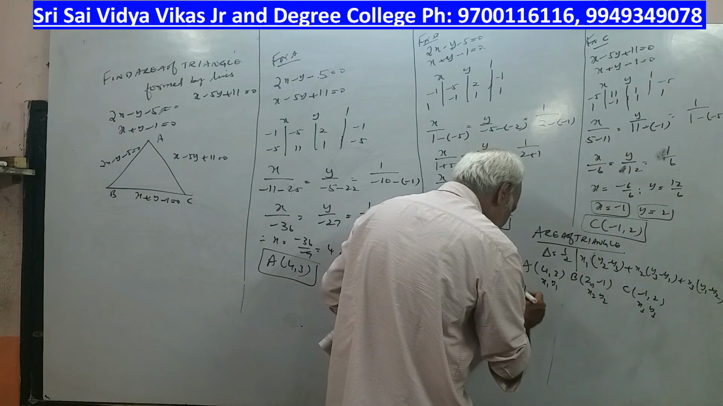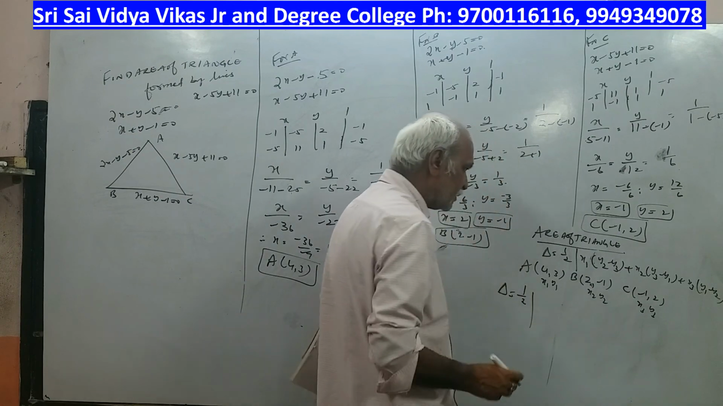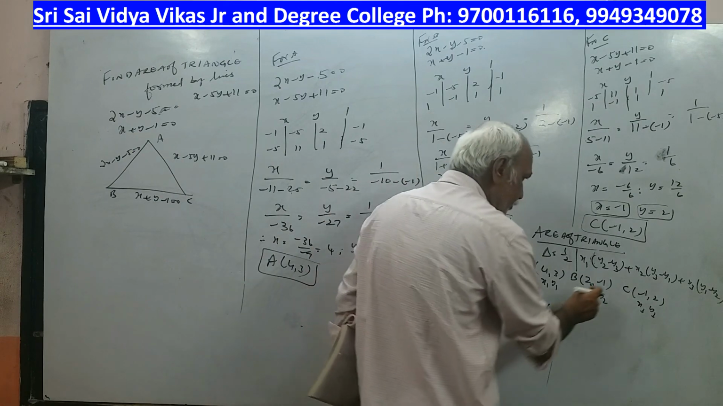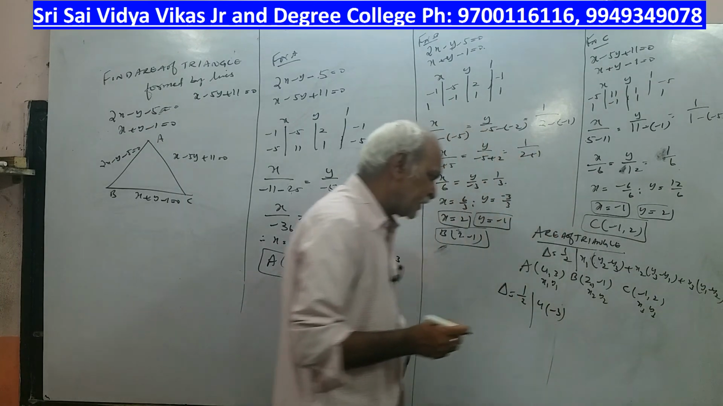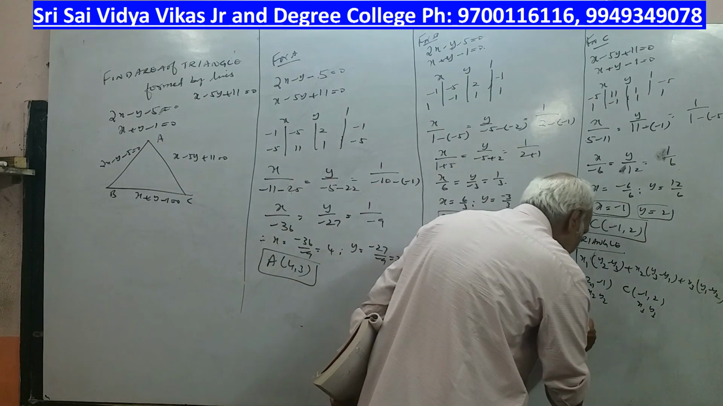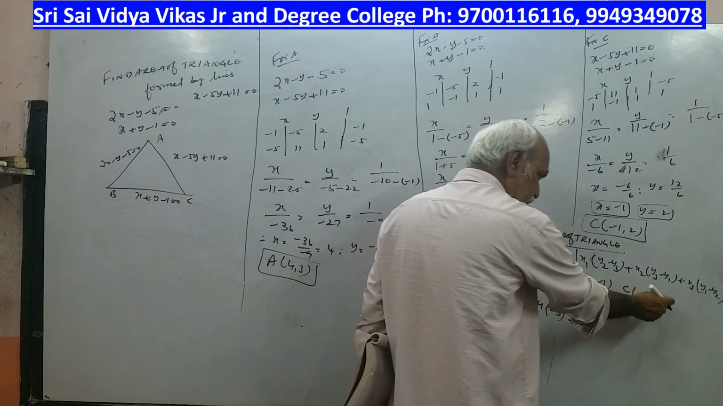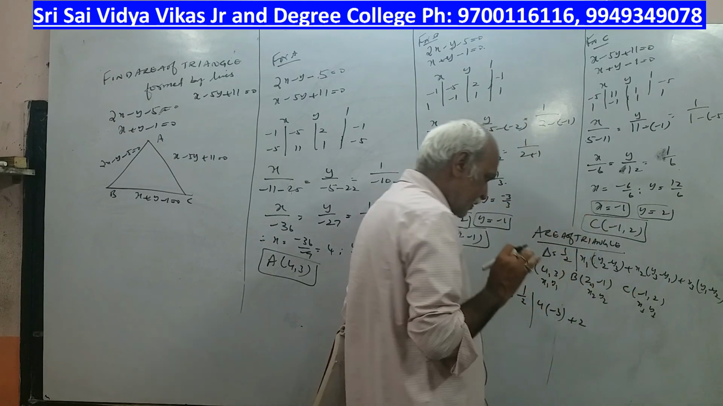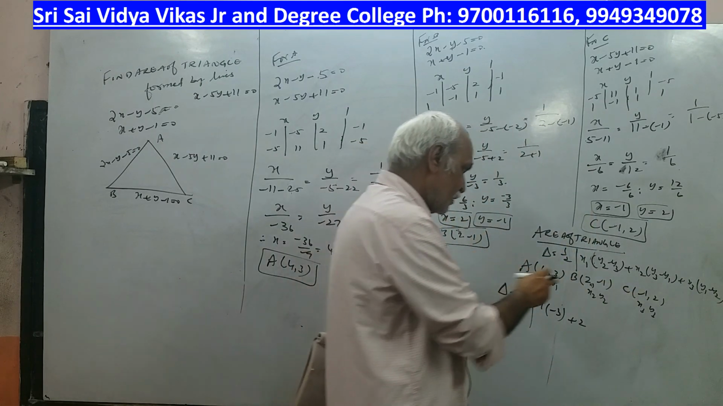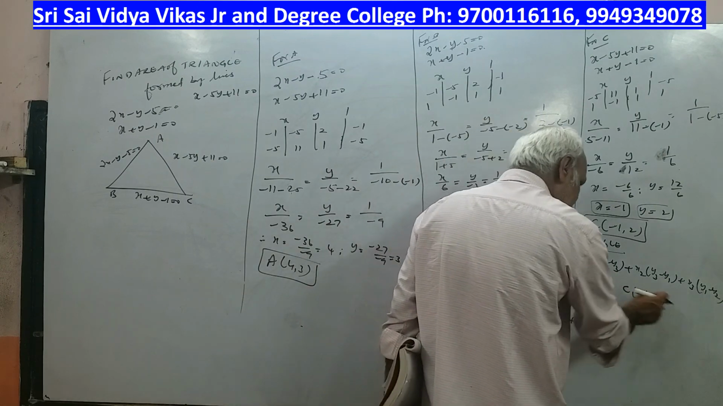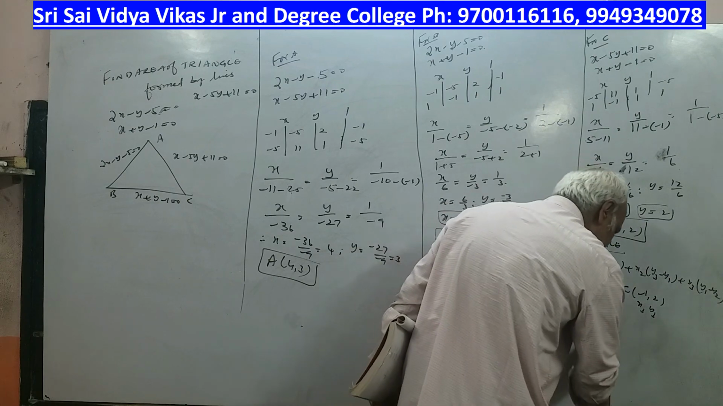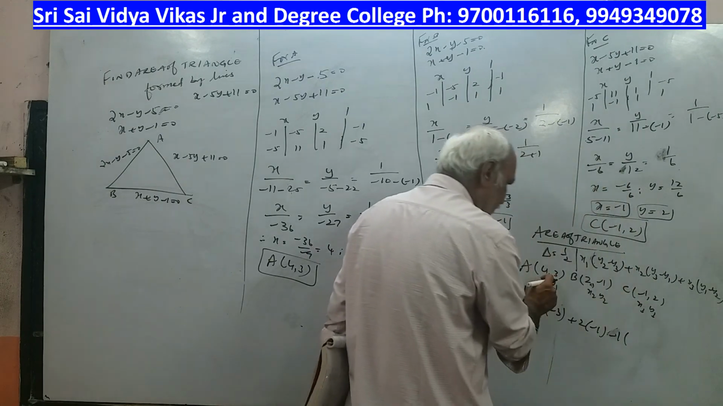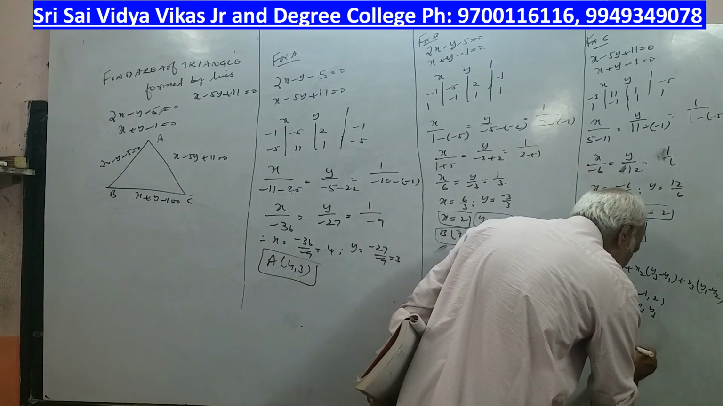Therefore 1 by 2, x1 means 4 into y2 minus y3. So minus 1 minus 2. Directly I am writing minus 3. Then what is x2? Plus 2 into y3 minus y1. So 2 minus 3, minus 1. Next x3 is minus 1, y1 minus y2. 3 minus of minus, plus, 4.